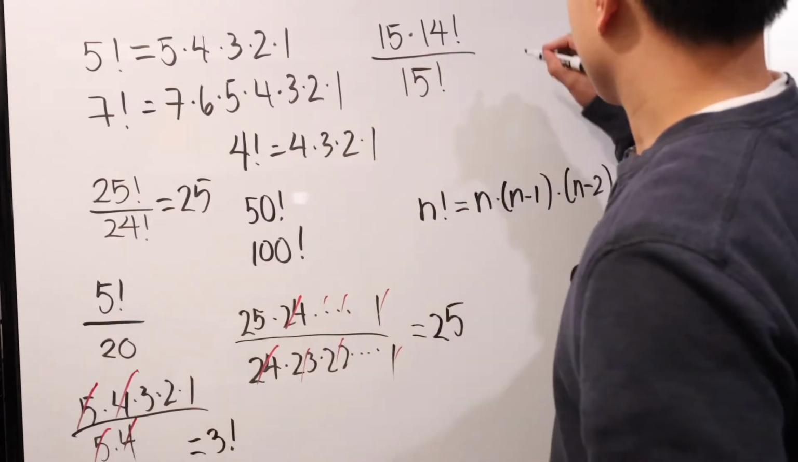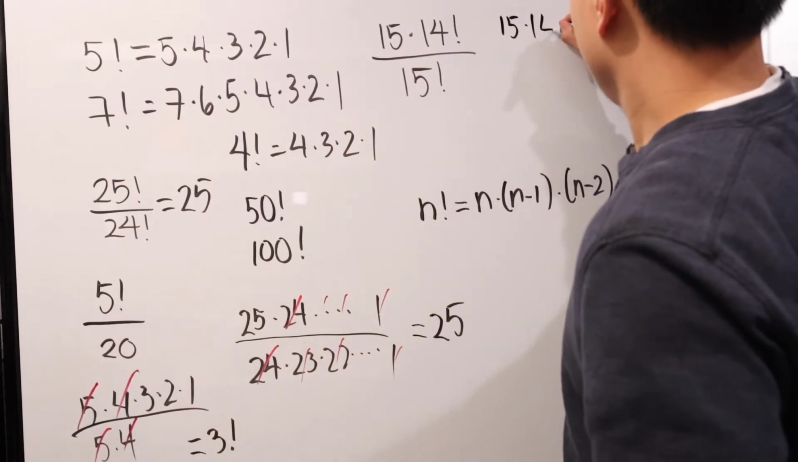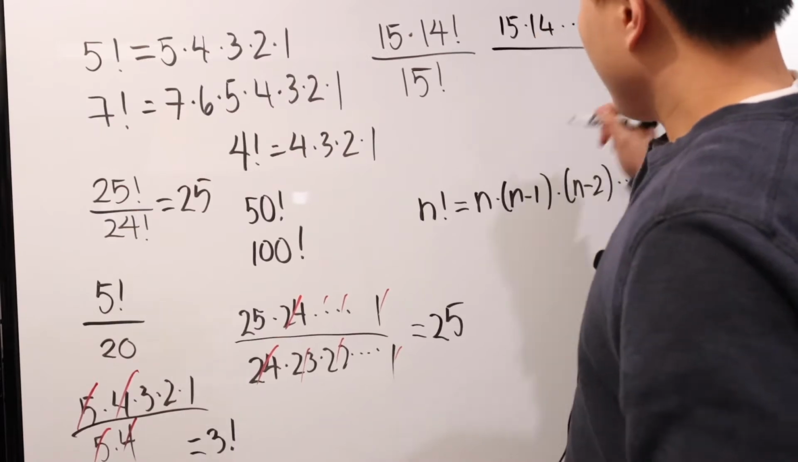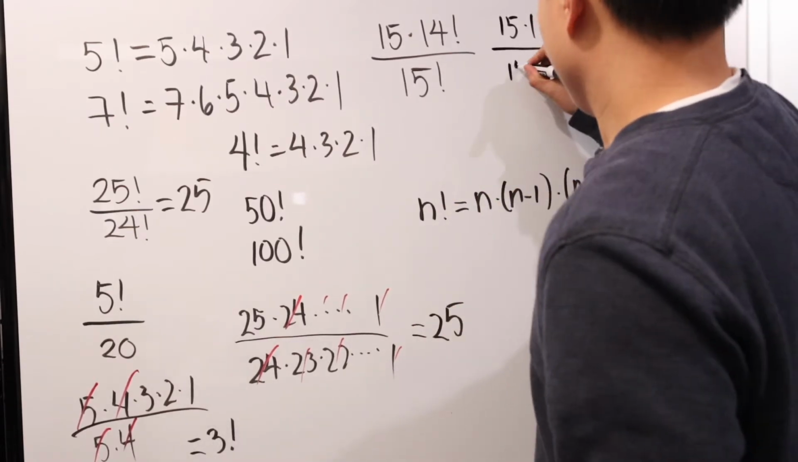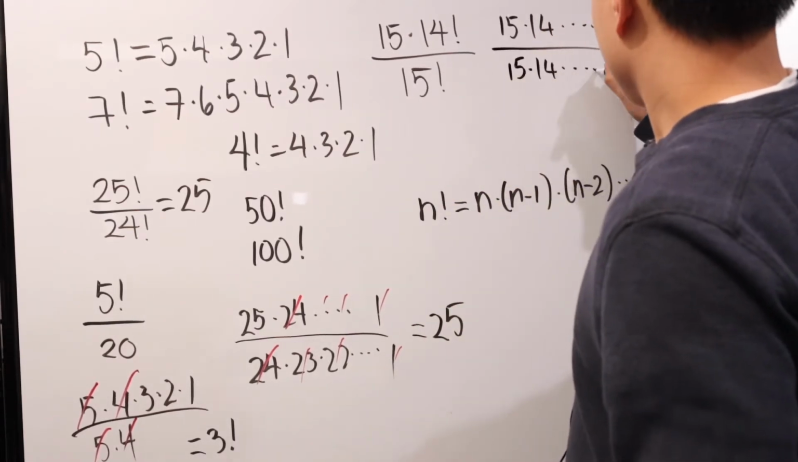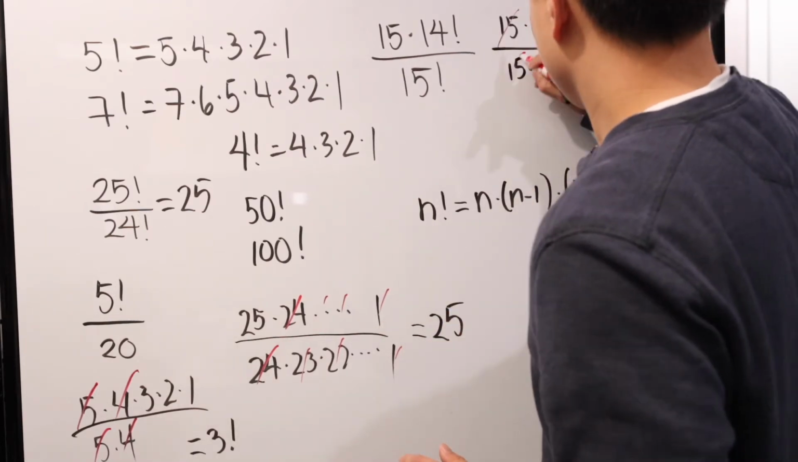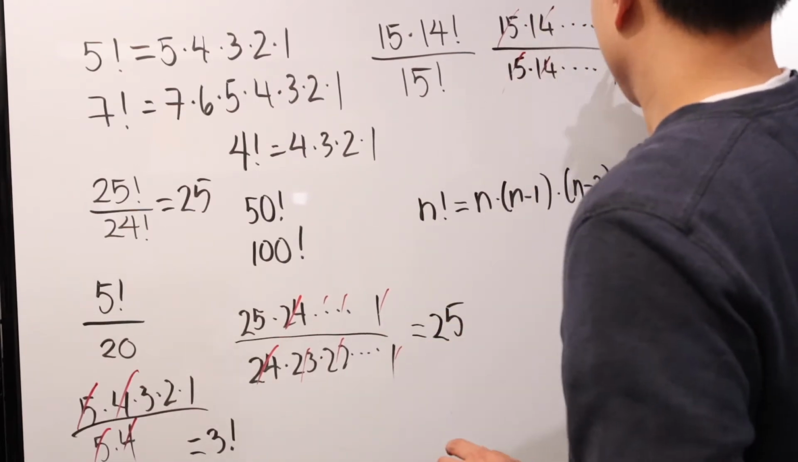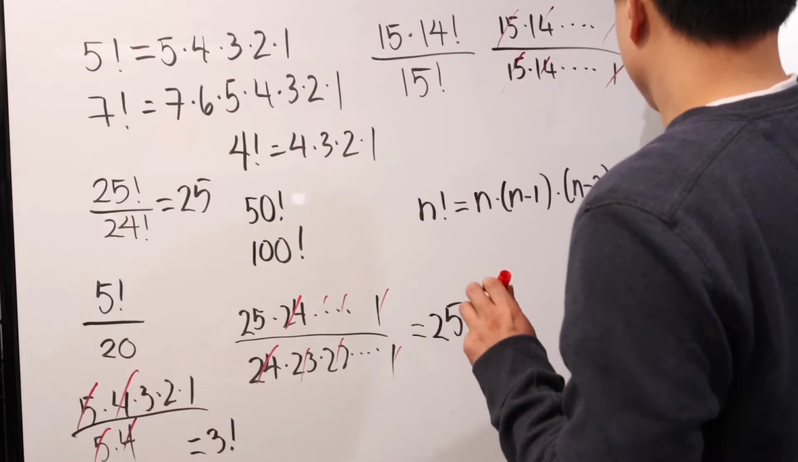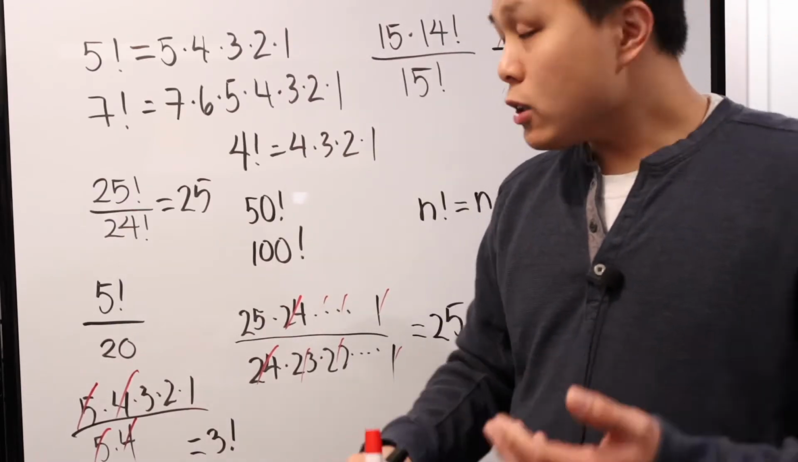15 times 14 factorial basically is 15 times 14 all the way to 1, and the bottom one is 15 factorial, so it's 15 times 14 times all the way to 1. And then of course, if that's the case, then everything cancels, because the 15 goes with 15, 14 with 14, all the way to 1 with 1. And so that just becomes one big one. All right, cool. So these are numbers.